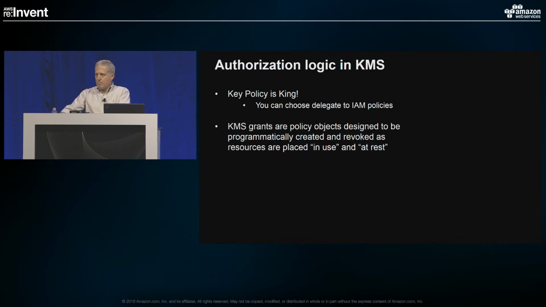There's another type of policy which we call a grant in KMS. And grants are a new construct that are really designed to be used programmatically, and they're designed to be used when you have certain resources that go from in use to at rest. And there is quite a bit of documentation on how grants are used within AWS service integrations, especially around EBS volumes, RDS databases, Redshift clusters. Right?